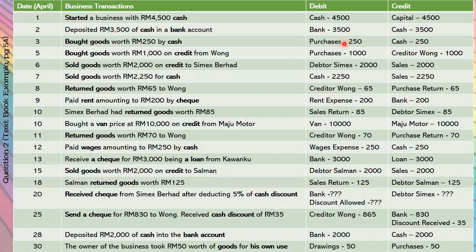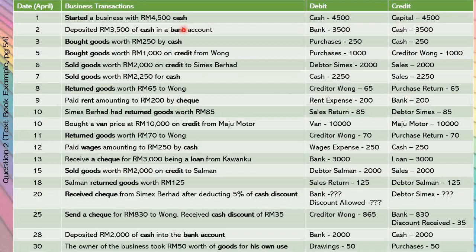in the question itself, beside the transaction, debit apa, kredit apa. Okay, contoh macam saya buat sekarang ni. On the 1st April, dia kata started a business with 4,500 cash. And we know the items that are important are the started, the business and also cash. So bila ada perkataan started, dia adalah capital. Capital bertambah, cash pun bertambah. Cash tu asset. So asset bertambah, debit cash, credit capital. So tulis dekat tepi soalan awak tu nanti, debit cash, credit capital.